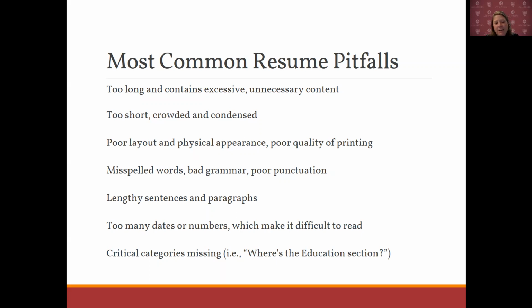Lengthy sentences and paragraphs. Again, paragraphs are not probably going to be read. There are 1 or 2 exceptions. Might as well tell you now. The federal government likes paragraphs. However, they're the only organization that I know of that likes that style. So if you are looking at a federal position with the government, let's talk more because your resume will look a little different.